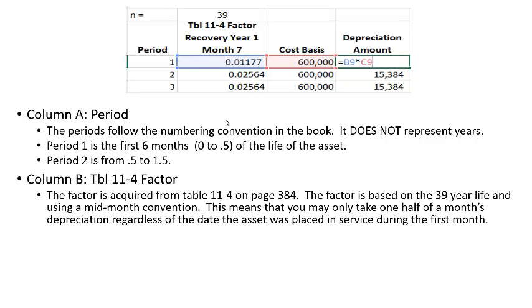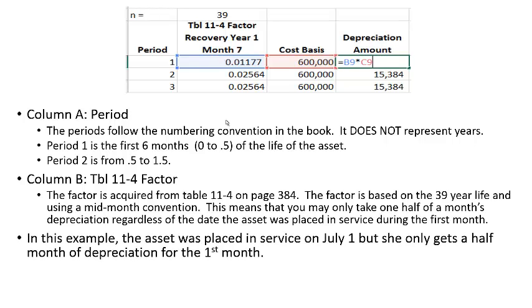This means that you may only take 1/2 of a month's depreciation regardless of the date the asset was placed in service during the first month. In this example, the asset was placed in service on July 1st, but she only gets 1/2 a month of depreciation for the first month. And then in period 2 and 3, you can see that the depreciation factor changes. All we're going to do is multiply that factor times the cost basis to get the depreciation amount in column D.